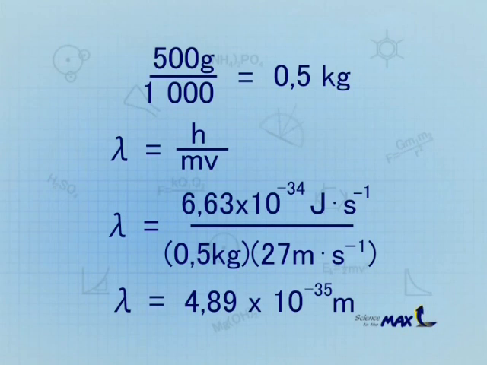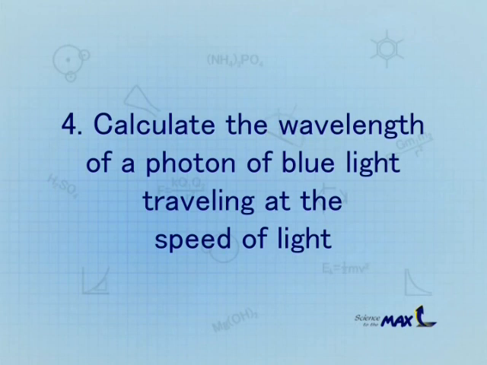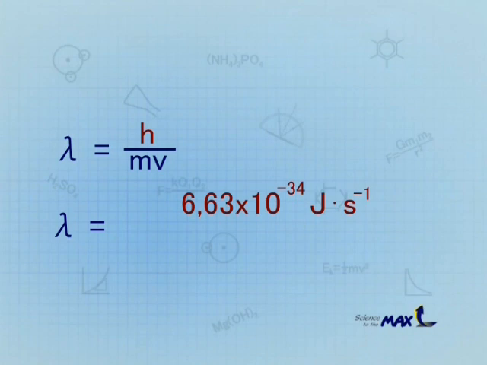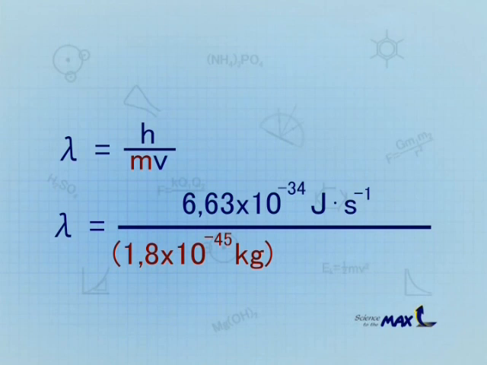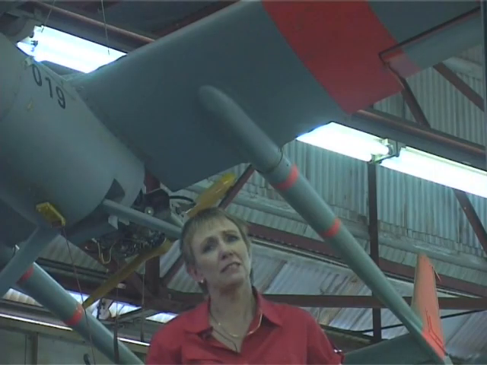This is too small to really have any meaning. How about calculating the wavelength of a photon of blue light traveling at the speed of light? Lambda is equal to h over mv, where h is Planck's constant, 6,63 times 10 to the power negative 34. A photon has mass 1,8 times 10 to the power minus 45. And the velocity is the speed of light, which is 3 times 10 to the power 8. And the answer is 1,228 meters. This is much bigger. That makes a lot more sense.